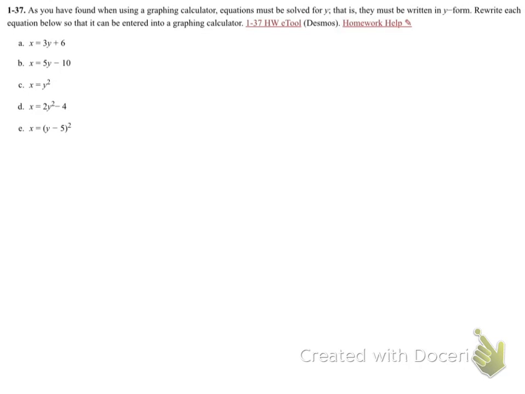So for problem 37, we're taking a look at each one of these equations. The first one being x equals 3y plus 6. And what we want to do is get the y by itself. Basically solve it for y so that it can be put into a graphing calculator.